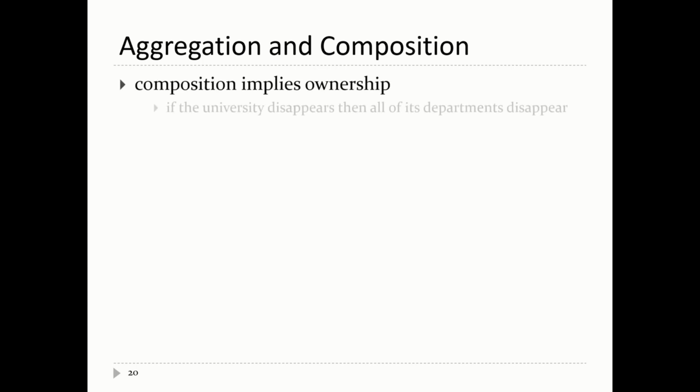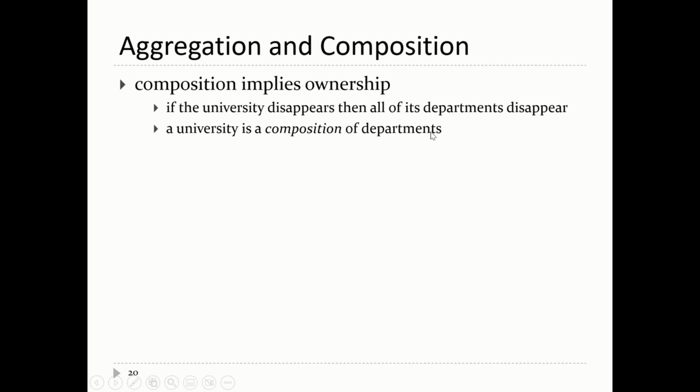Composition implies ownership. So if the university disappears, then it would be the case that all departments would also disappear, right? So the university is an organization of departments. A department can't exist without a university. So if the whole object disappears, then all of its parts also disappear. Right? Now the relationship between a university and its departments would be a composition.